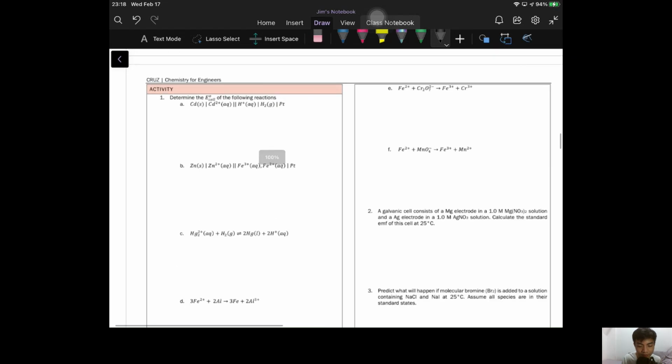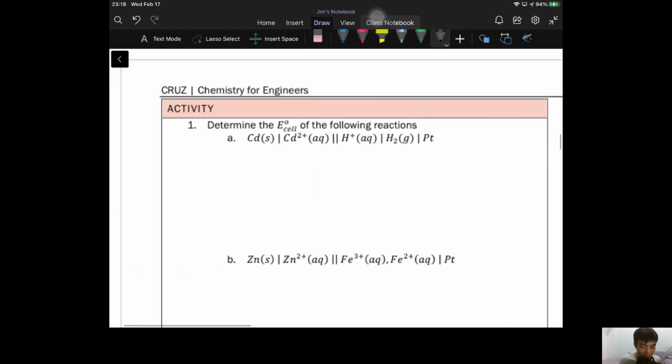Practice. Letter A. Determine the E-naught cell of the following reactions. So we have Cd to Cd2+, double line, H+, H2. Okay? So hanapin mo yung anode, hanapin mo yung cathode. Obviously, ito yung iyong anode. Ito yung inyong cathode. Okay? Ayan. So hanapin mo yung E-naught anode.